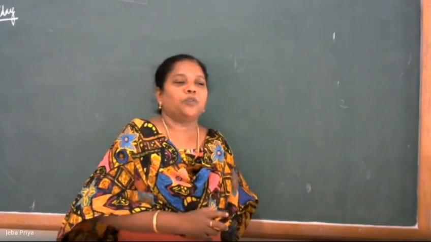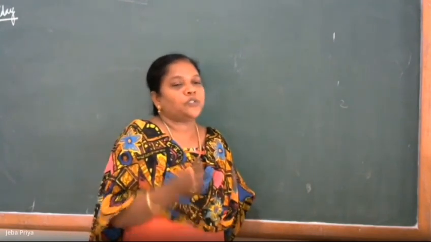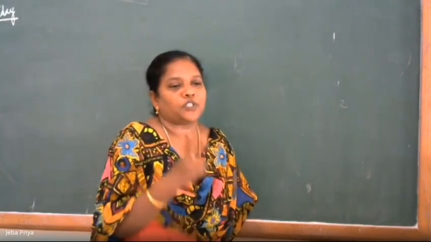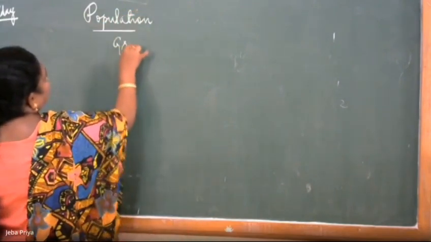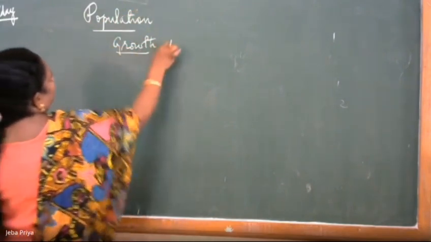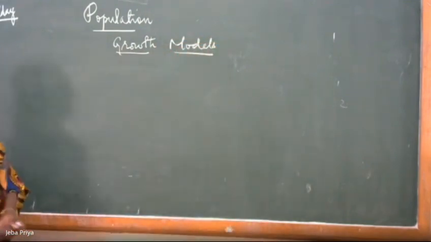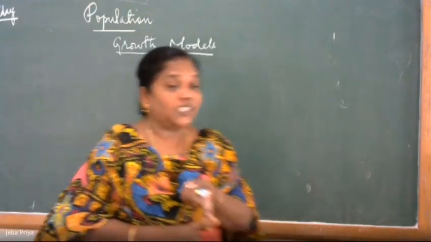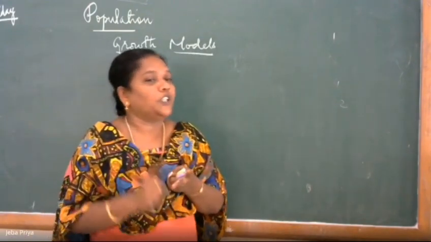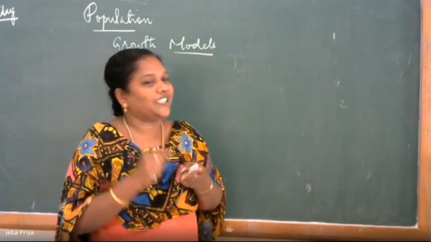We are going to learn about the growth models. There are two different types of growth which will help you to find out the population rate. There are two different types of growth models. One you're going to learn is the exponential growth curve, and the next one is the logistic growth curve. So what is a curve? You represent it with the help of a graph.